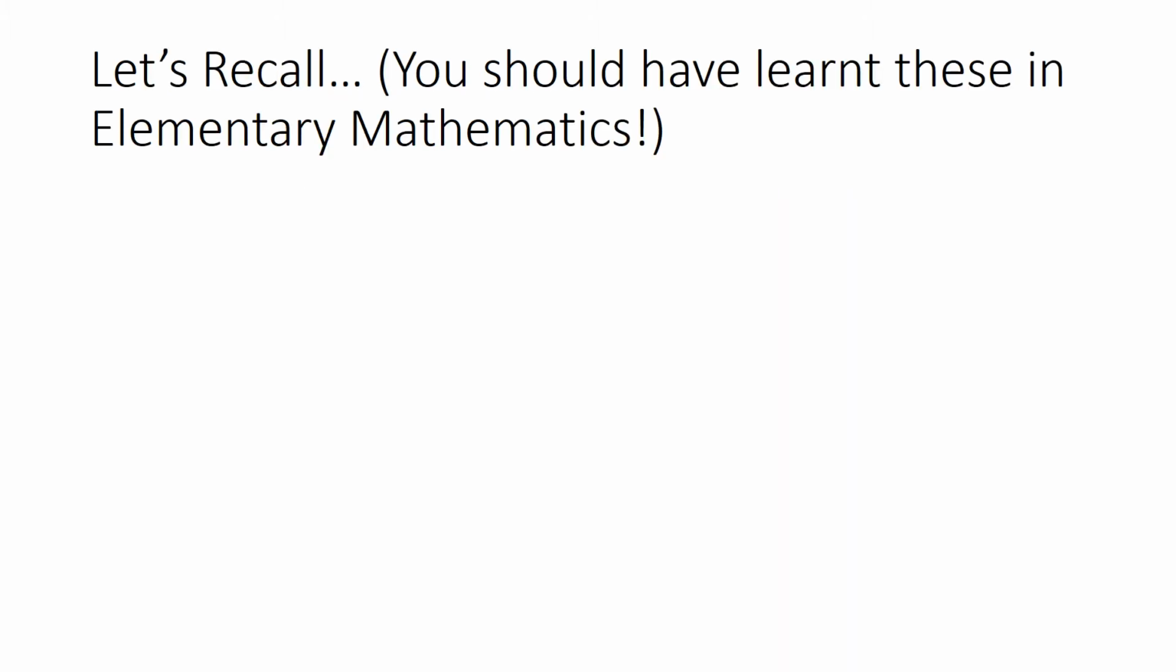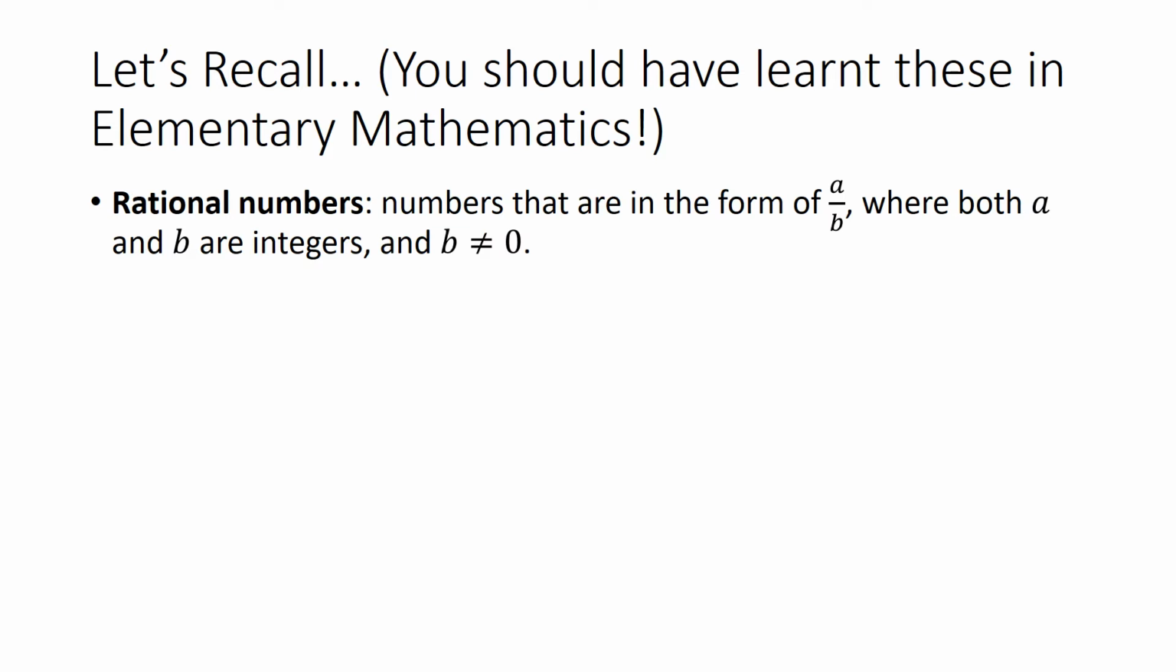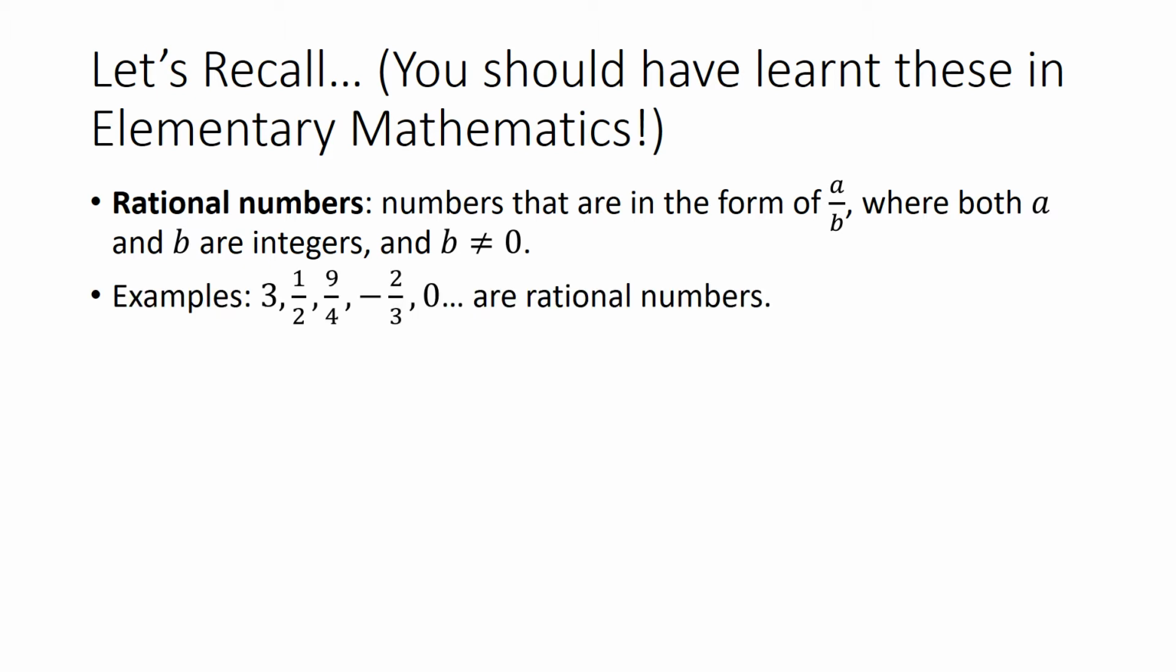Let's recall some of the important concepts that you should have learned in elementary mathematics. Rational numbers. Rational numbers are numbers that are in the form of a over b, where both a and b are integers and b is not equal to 0. Examples are 3, half, 9 over 4, negative 2 over 3, 0, etc.